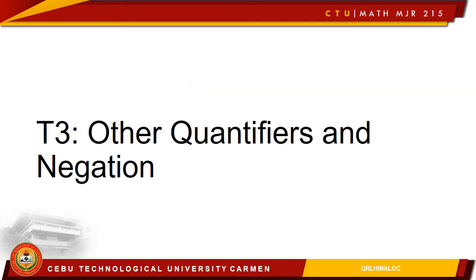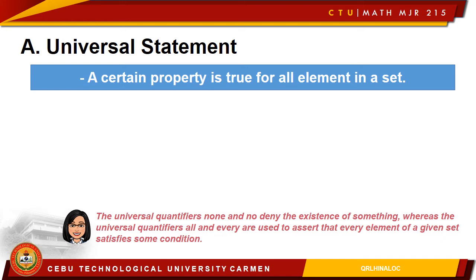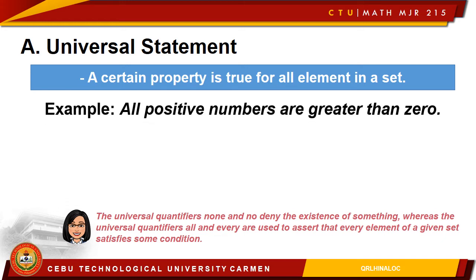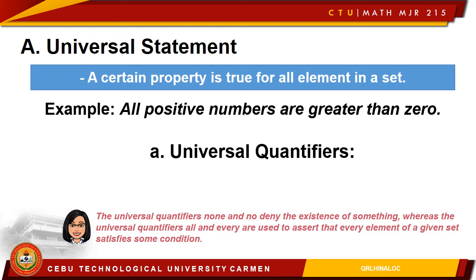So, the third topic on this lesson is about other quantifiers and their negation. So, a universal statement means that a certain property is true for all elements in the set. So, tinuod siya sa tanang numbers sa usa ka set. Example ana, all positive numbers are greater than 0. So tanan positive numbers tinuod gyud nga dako gyud siya sa 0. So that is a universal statement. Applicable siya sa tanan elements sulod ana niya nga property. Naa say tawag pud nga mga universal quantifiers.